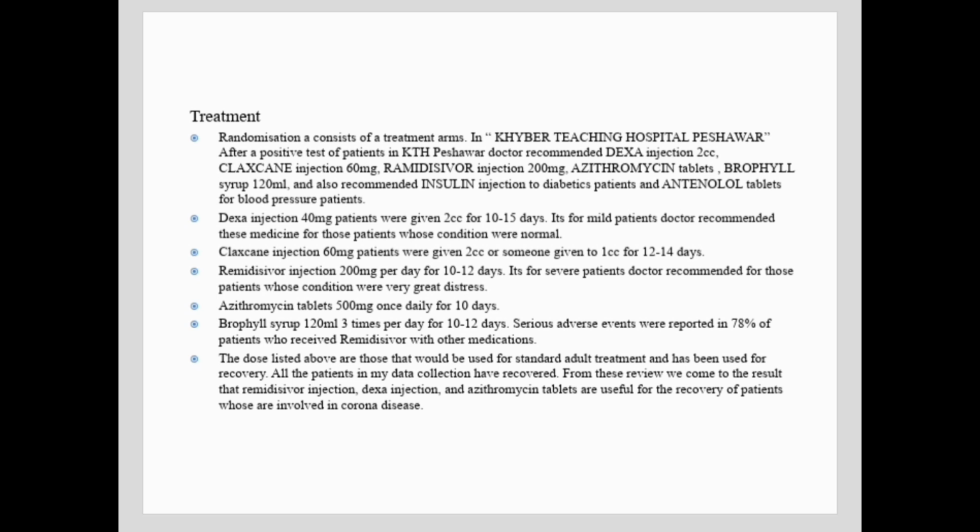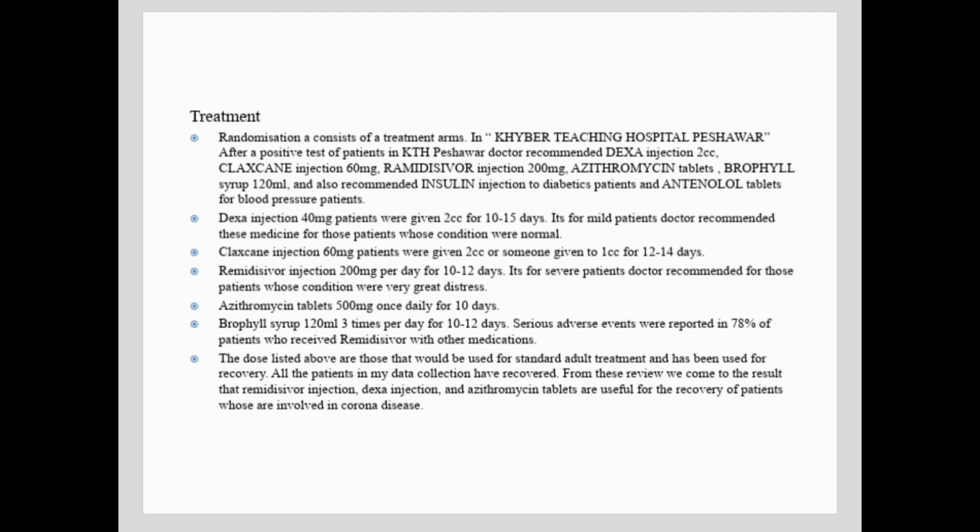And then the treatment. The treatment regimen at Hayatabad Teaching Hospital, Peshawar: after a positive test, the doctor recommended Dexa injection 2 cc, Clexane injection 60 mg, Remdesivir injection 200 mg, azithromycin tablet, and propyl syrup 120 ml, and also insulin injection in diabetic patients and atenolol tablets for blood pressure patients. Dexa and Clexane injections are for mild patients, and Remdesivir for severe patients. Azithromycin is for throat infection, and syrup for coughing. The doses listed above are those used for standard adult treatment. All the patients in my data collection have recovered.